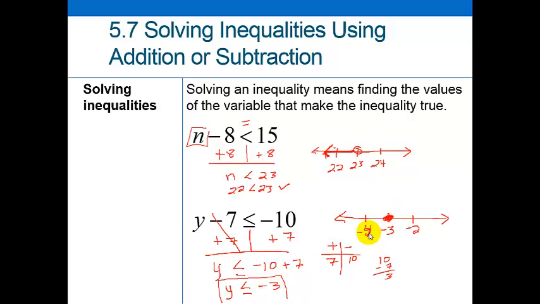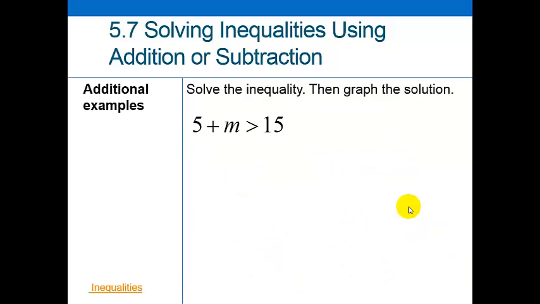I look to the left. Is negative 4 less than or equal to negative 3? That's a true statement. So that means that all of my solutions are to the left on the number line. If I was to put negative 2 in, negative 2 less than negative 3, that's not a true statement. It's actually greater than. So I can't plug in any number to the right. All the numbers I can plug in the variable are going to be to the left.